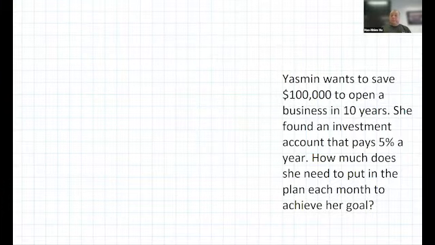All right, that was the payment function in a loan situation. Now let me give you an example of a question that asks for the payment in an investment situation. Yasmin wants to save $100,000 to open a business in 10 years. She found an investment account that pays 5% a year. How much does she need to put in the plan each month to achieve her goal?